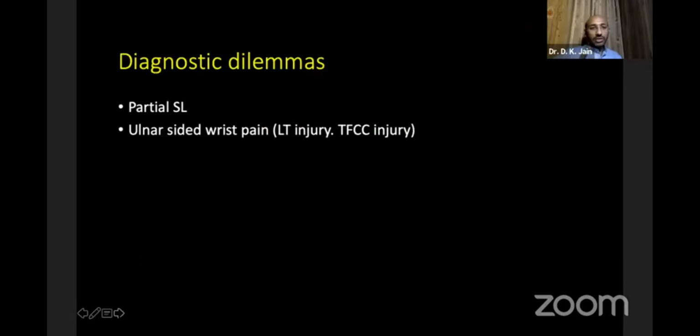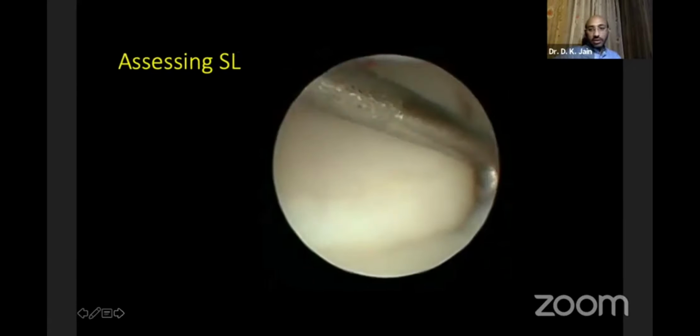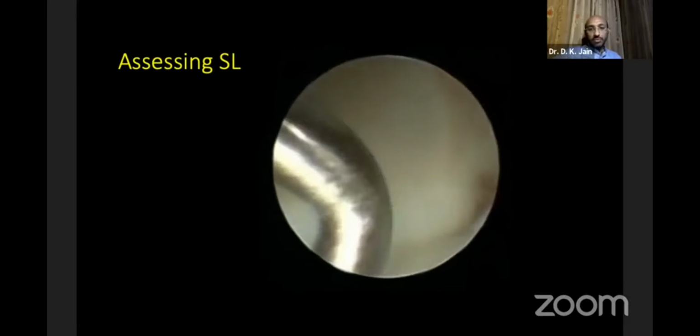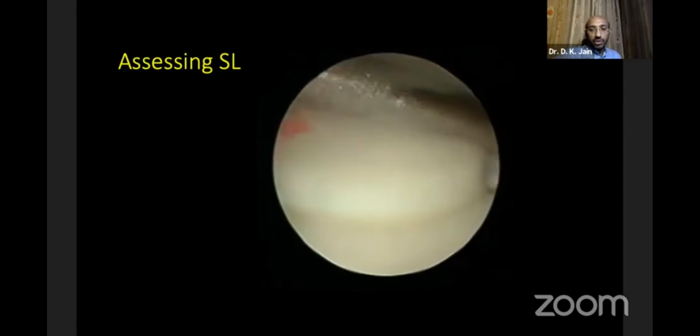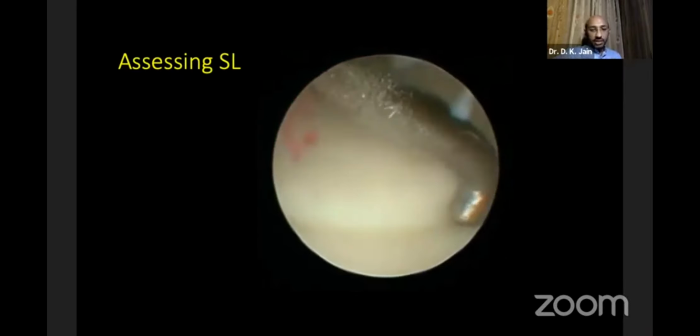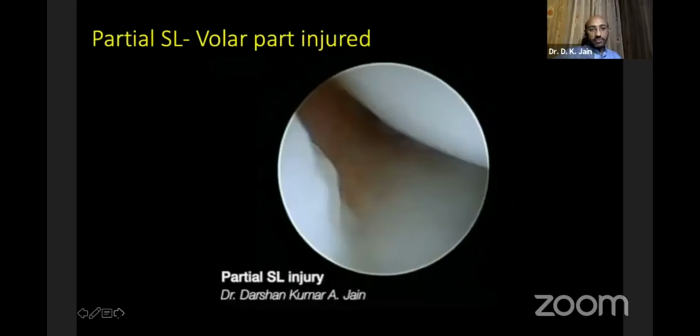So some of the diagnostic dilemmas, as I mentioned, quite commonly are the partial SL injury, and during ulnar sided wrist pain, when you suspect an LT injury or a TFCC injury. So this is how you assess the scapholunate interval. You probe it properly. You try to introduce it. Sometimes you might introduce it, but you may not be able to turn it around. That shows that partial injuries could be there. But here in this case, this is a healthy scapholunate ligament. That is how you need to assess the scapholunate interval.